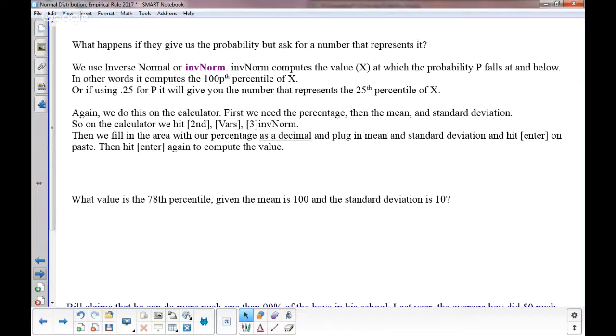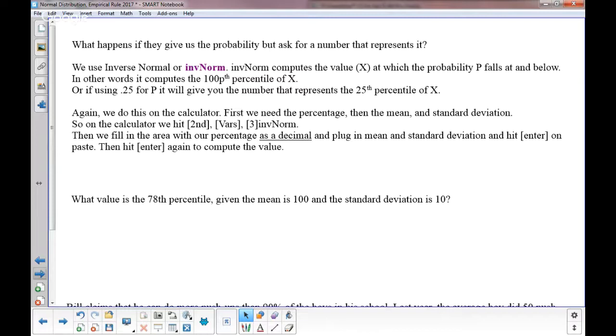So now we're going to say, all right, given a probability, what number would this represent in the data? So we're going to go working backwards. Again, the calculator will do this for us. We're going to use what's called inverse normal, or inverse norm, and that's what you'll see on your calculator, inverse norm. That's why it's highlighted purple here. Inverse norm computes the value for which the probability falls at or below. Basically, it's computing the percentile.